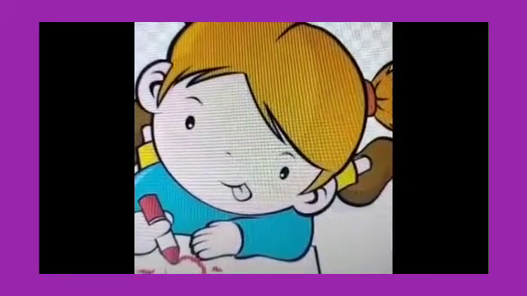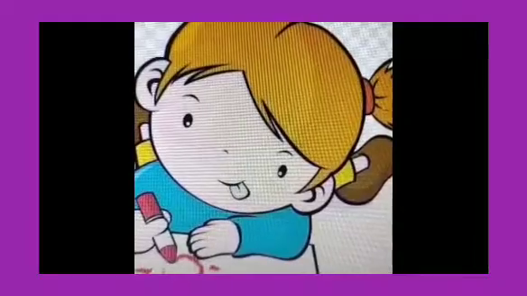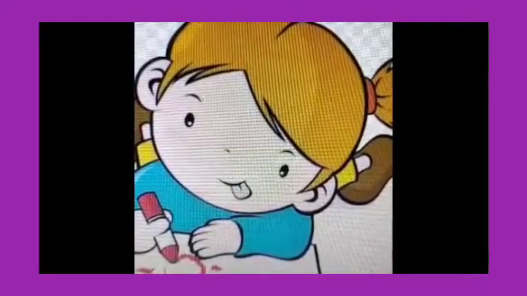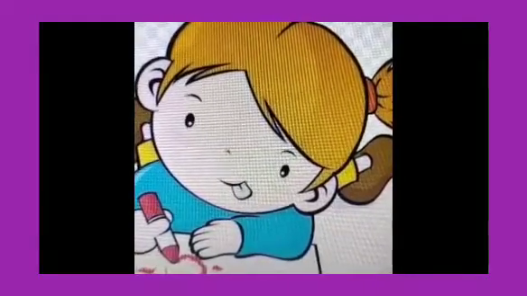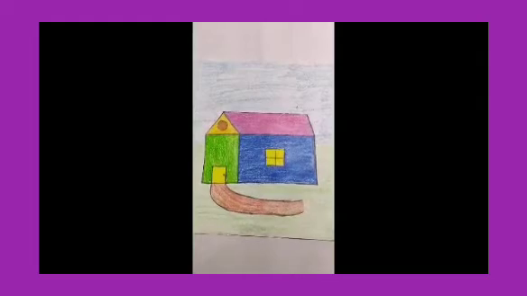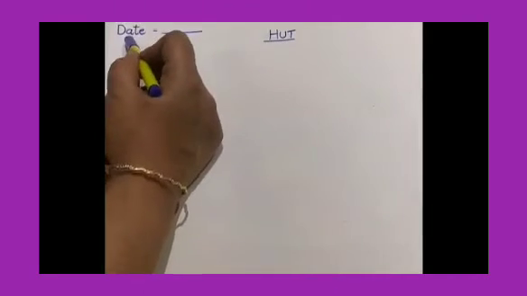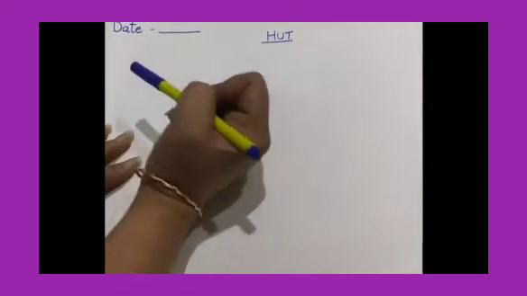Today we are going to draw a hut by using different shapes like rectangle, triangle, square. This is the picture of the hut we are going to draw today. First of all, write the date on the top.